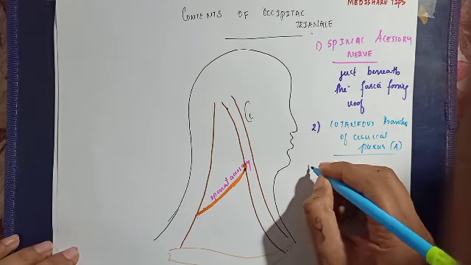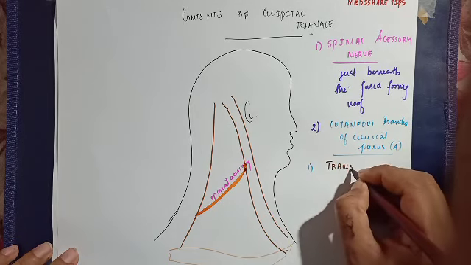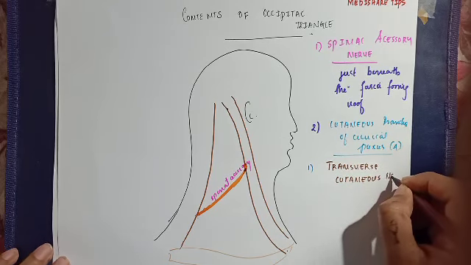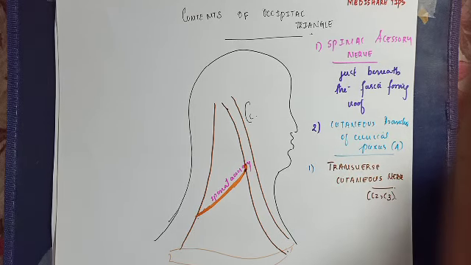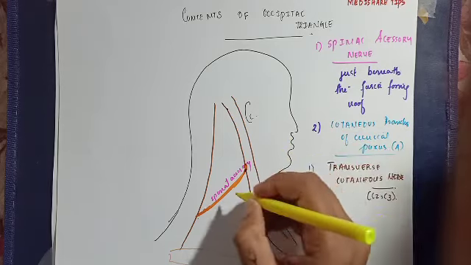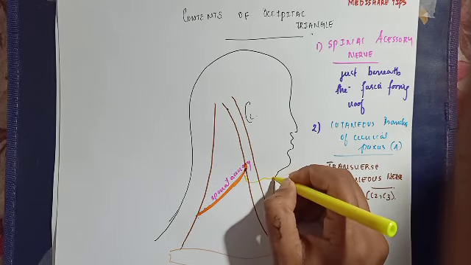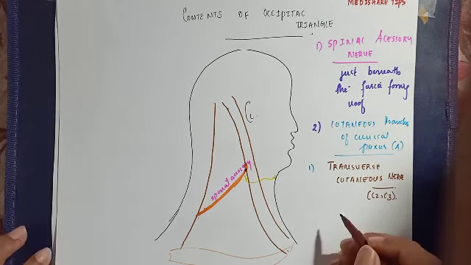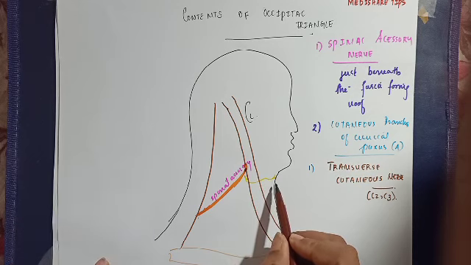The first cutaneous branch is the transverse cutaneous nerve. It is a cutaneous branch of the cervical plexus. What is the root value? It arises from the ventral rami of C2, C3. I'll draw the nerve here. After emerging from here, it runs transversely across the sternocleidomastoid and supplies the skin of the neck till the sternum. So that nerve is the transverse cutaneous nerve. It starts here, runs transversely across the sternocleidomastoid and supplies the skin of the neck till the sternum.